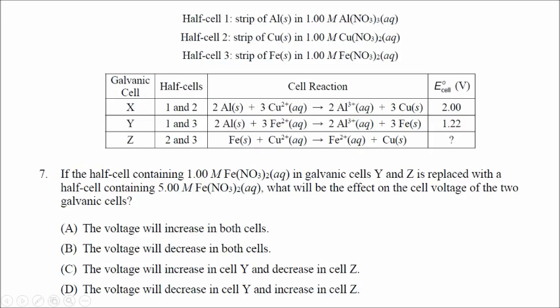Question 7 is about changing from standard conditions to non-standard conditions. So we're changing the concentration of the iron from 1 molar to 5 molar. Is that going to have an effect on the voltage? Let's focus on the iron. In galvanic cell Y, we're increasing the concentration of a reactant. But in galvanic cell Z, we are increasing the concentration of a product.